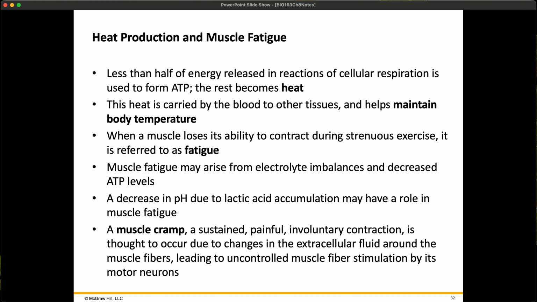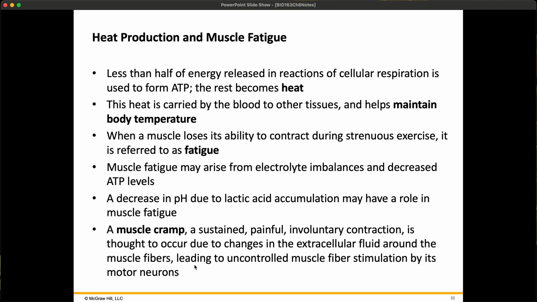And then muscle cramps can also start to happen. There are several theories as to why you might start to get muscle cramps. It could be changes in the extracellular fluid. So again, that change in the pH or the electrolyte imbalances, calcium availability.